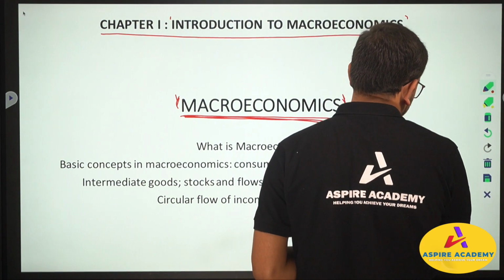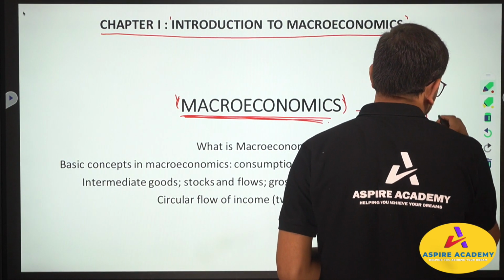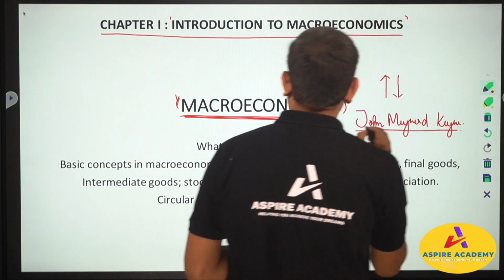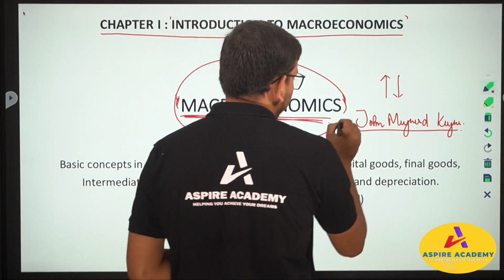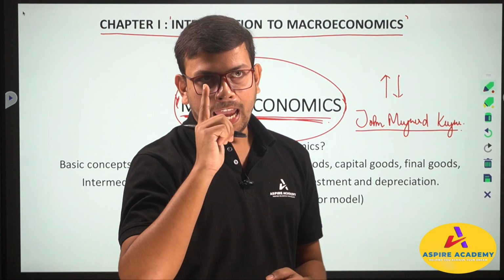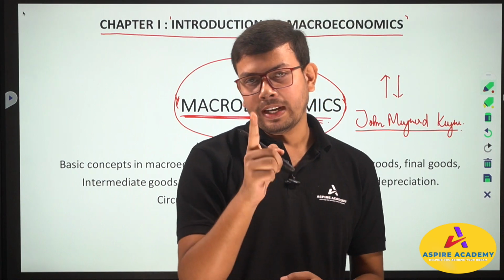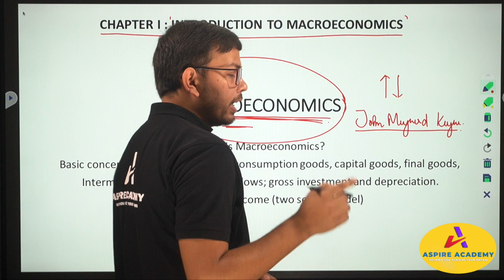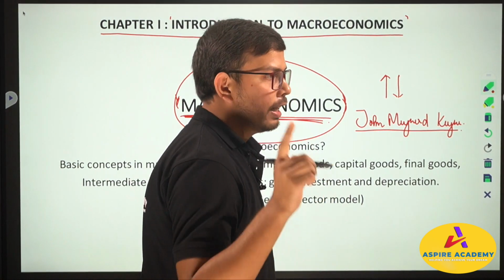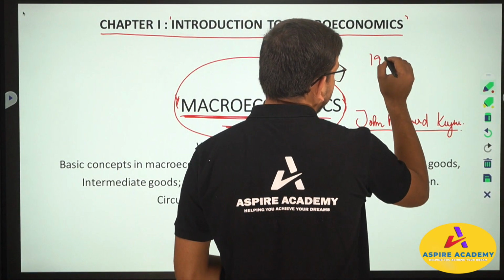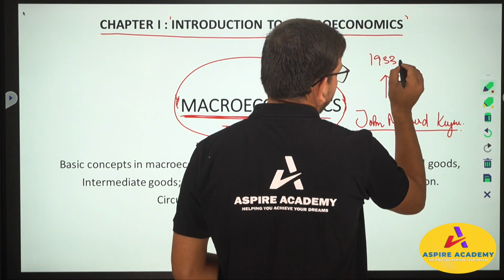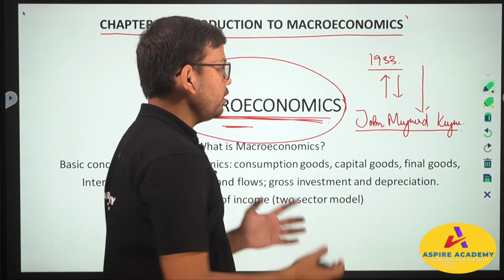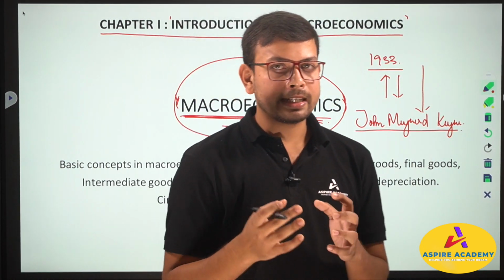John Maynard Keynes came up with the idea of macroeconomics with the publication of a book, and the task is yours to find out the name of the book with which macroeconomics emerged as a different branch of economics. I'll give you a hint: the book was published in 1933, and the author is none other than John Maynard Keynes, a prominent British economist.